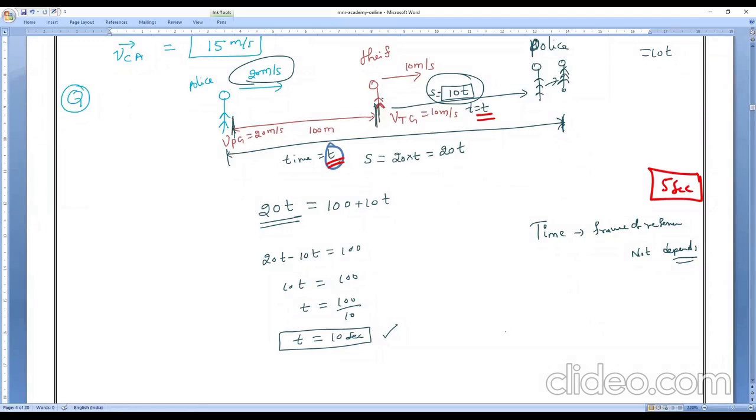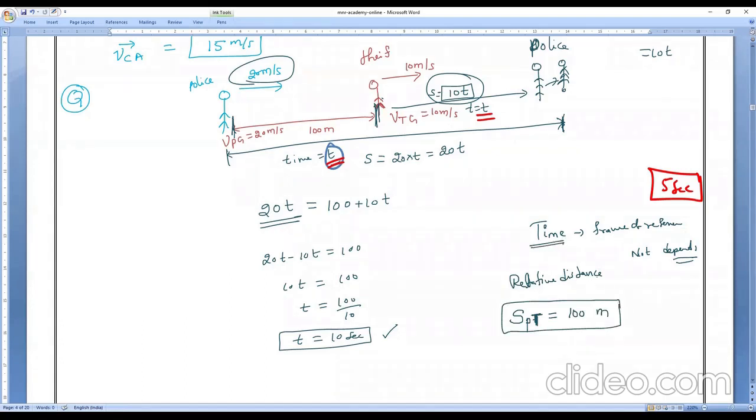What is the relative distance between the police and the thief? 100. Relative distance between the police and the thief is also not going to depend on frame of reference. So always the relative distance between the police and the thief is equal to how many meters? 100 meters. Please be very careful.